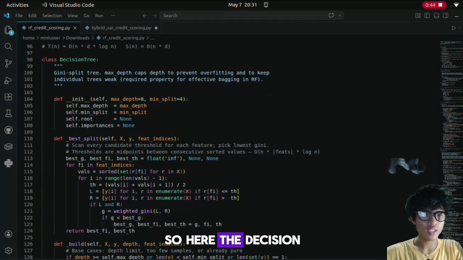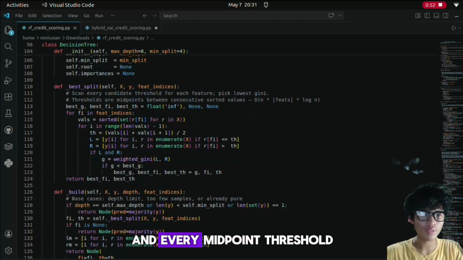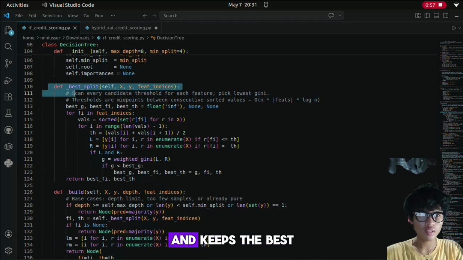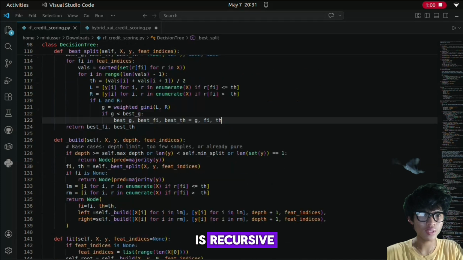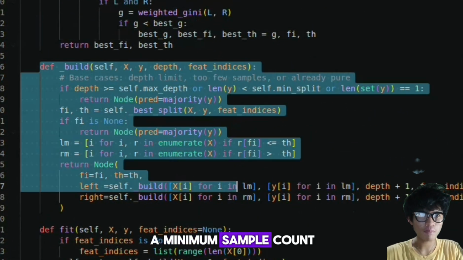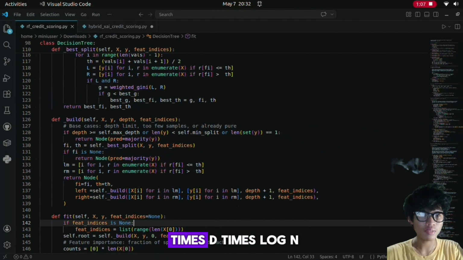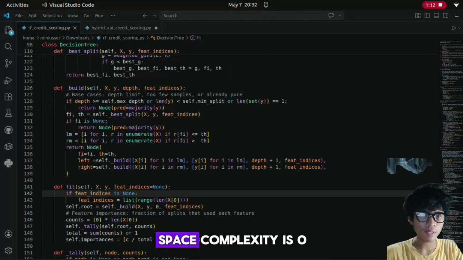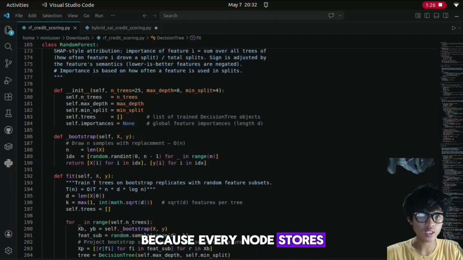So here, the decision tree is built entirely by hand. The best split method scans every feature and every midpoint threshold. It computes weighted Gini for each candidate and keeps the best. The build method is recursive. It grows the tree until it hits max depth, a minimum sample count, or a pure node. So the time complexity is O(n × d × log n). Space complexity is O(n × d), because every node stores split conditions.